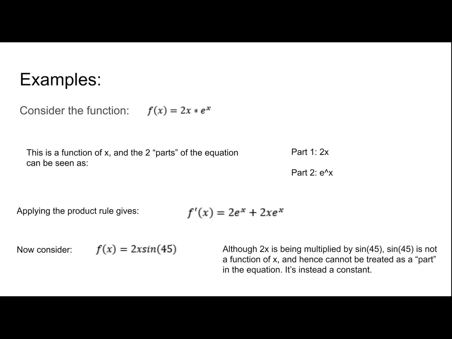It's a constant. So sine 45, if it's in degrees, is actually root 2 over 2. It's not actually a function of x, it's just a constant. Therefore, it does not count as a part. So as I said in the first slide, a part only counts if it's a variable of that function. So in this case, f of x, both parts have to be functions of x.